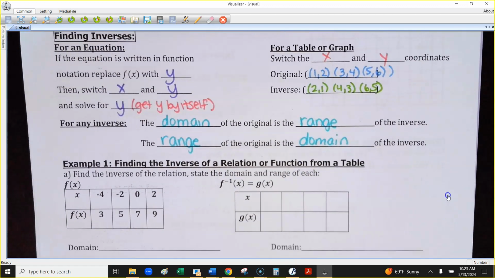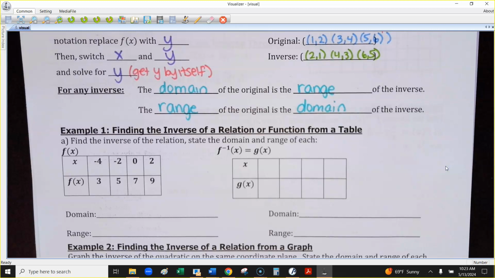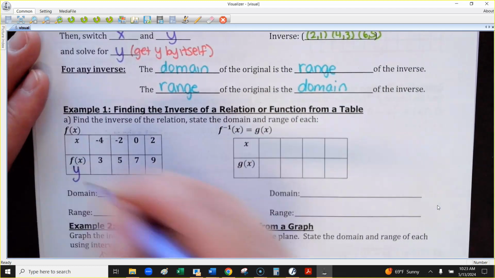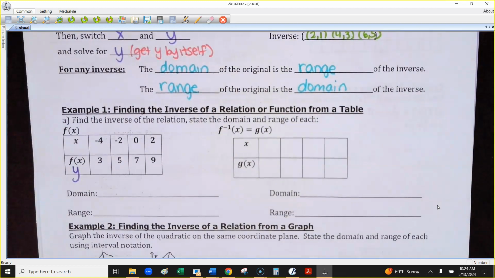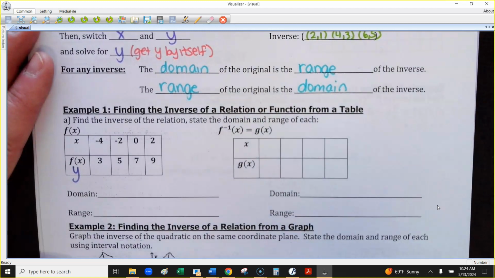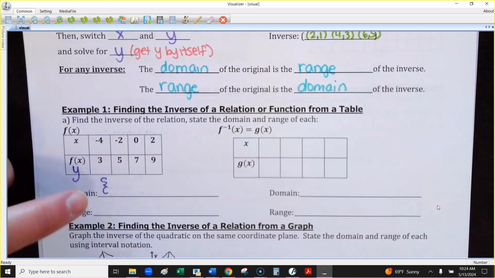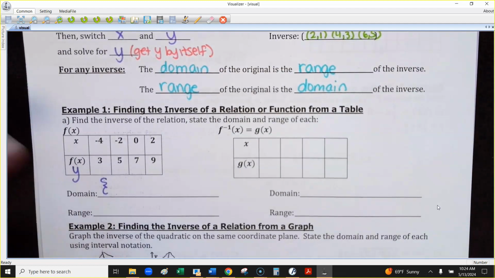Okay, so we're going to start out with a table. How do I flip a table around? So pretend, I know some people don't like the f of x notation, so it's literally like an x and a y. The coordinates would be, for example, -4, 3 would be a point, -2, 5 would be a point. To do the domain, since we don't have a connected graph here, they use these little things called braces. It's pretty much just like a squiggly line, but you literally just list the x values.